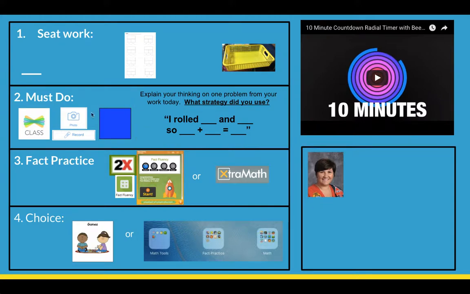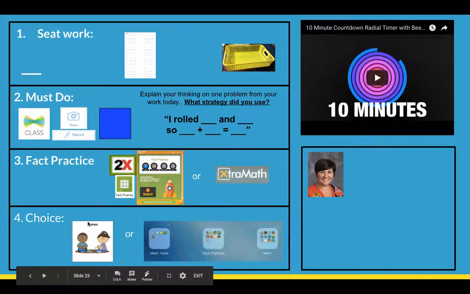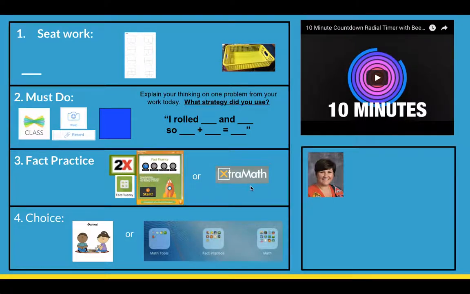You're going to upload that into the blue math folder. When you're finished, you can choose whether you want to do fact fluency on MobyMax, or you can do extra math. And then you have your choice of playing a partner game with a friend or using one of the math apps and the games that we have. Remember, you can always watch the video again if you're not sure on what to do or how this strategy works. That's okay to watch it as many times as you need.